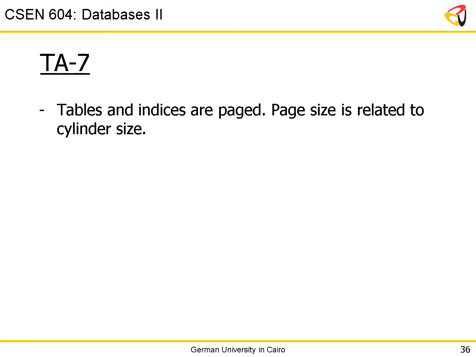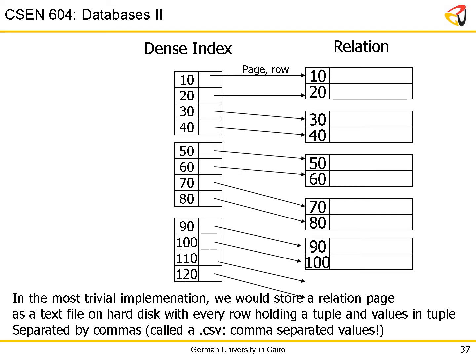So here is the takeaway. Tables and indices are paged. Page size is related to the cylinder size. Now, let's go through an exercise of discussing what we have been discussing with paging now in mind, because paging is very, very dominant as a technique in the database world, and it causes all kinds of issues. Okay? So what you're looking at here, a relation on the right side, and then a dense index built on this relation.